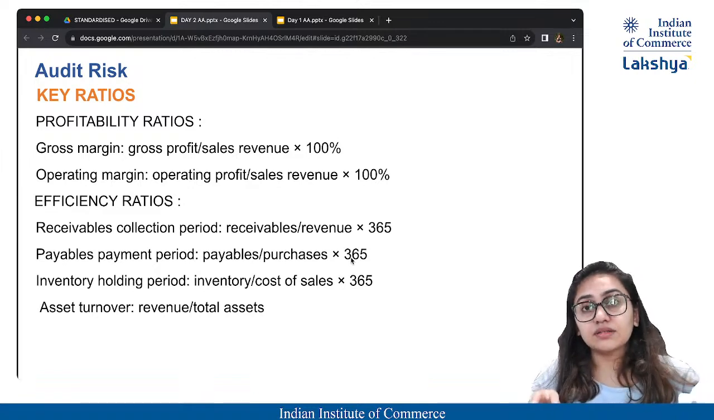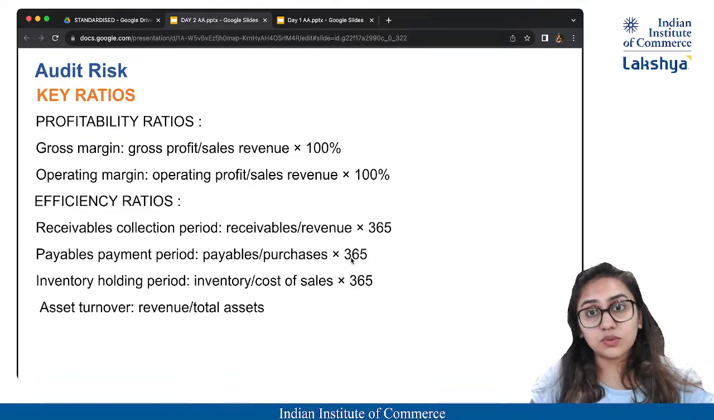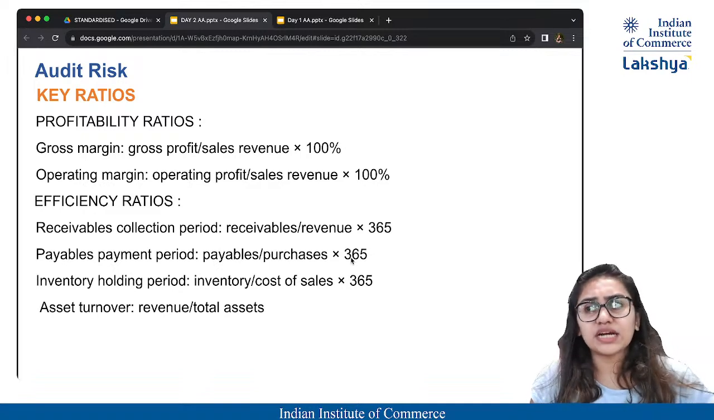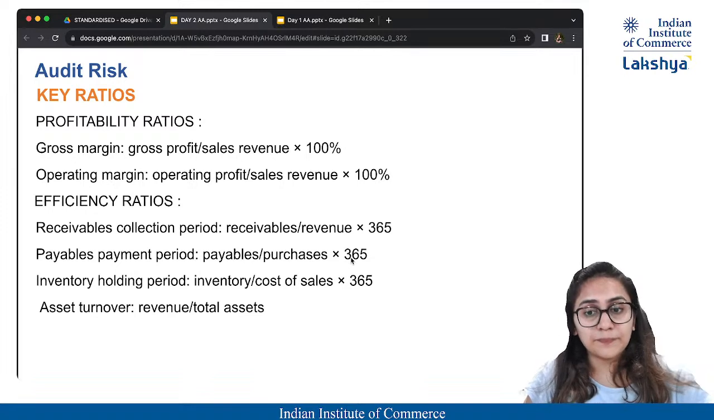Now, when I compare the receivables collection period of this year with the prior year, it gives me an idea that, okay, from the previous year, if my collection period has gone down, that means my receivables have become more efficient. I'm getting back the money quicker.